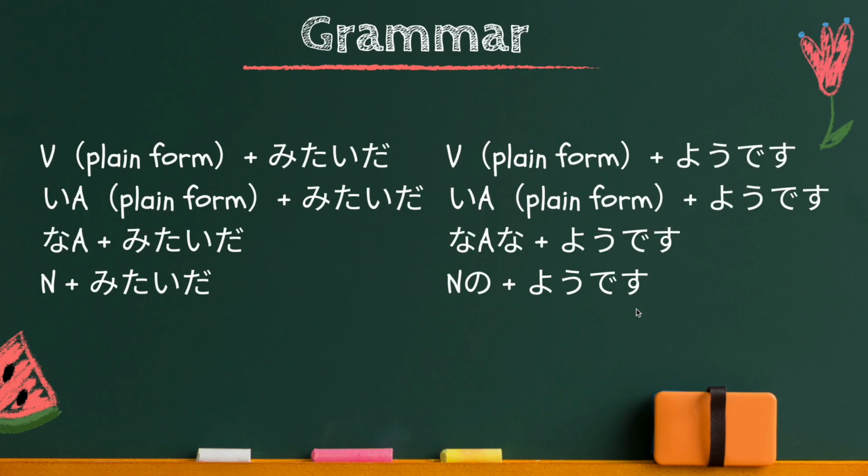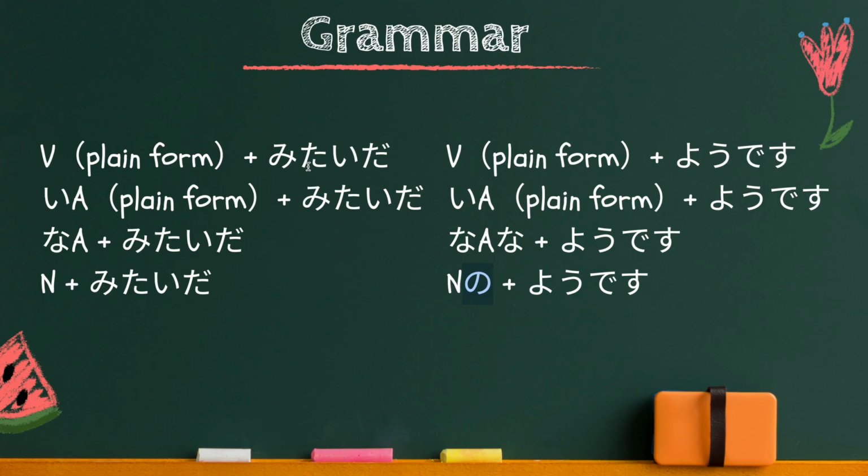So here is the grammar pattern. When you use ようです or ようだ, this is the grammar format you have to follow. So you can use plain form verbs and I-adjectives, and then add ようです. However, when you use な-adjectives, you need to have this な before ようです. And when you use nouns, you need to have this の before ようです.